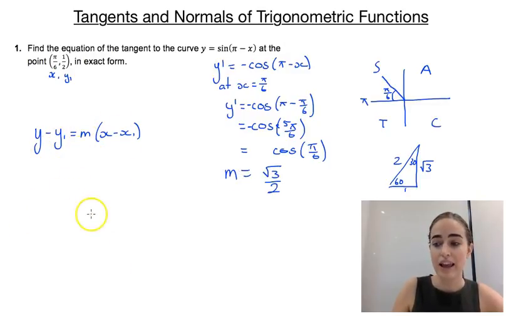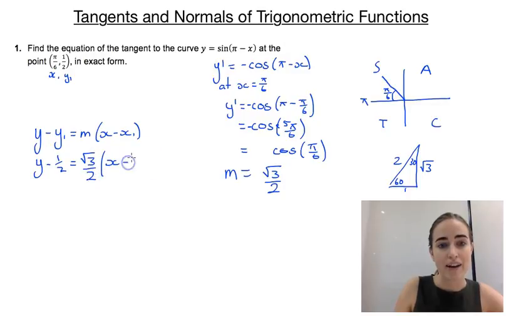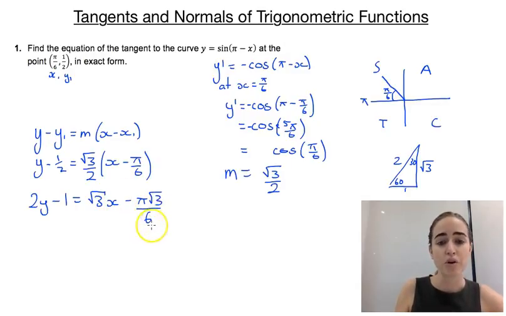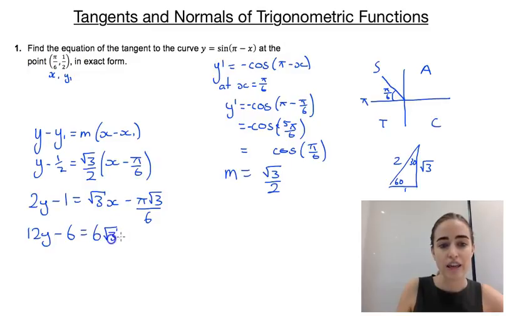Right, so this is the value that we're going to have for our m in here. So now we can substitute in our three values. So we're going to have y minus a half equals root 3 on 2 outside of x minus pi on 6. And we need to go through and simplify that. So the first thing I'm going to do is multiply everything by 2 to get rid of these. So we'd have 2y minus 1 equals root 3, and I'm going to expand this out at the same time. So I'm going to have root 3x minus pi root 3 over 6. Now we've still got a fraction in there, so I'm going to multiply everything by 6 to get rid of that denominator there. So we'll have 12y minus 6 equals 6 root 3x minus pi root 3.